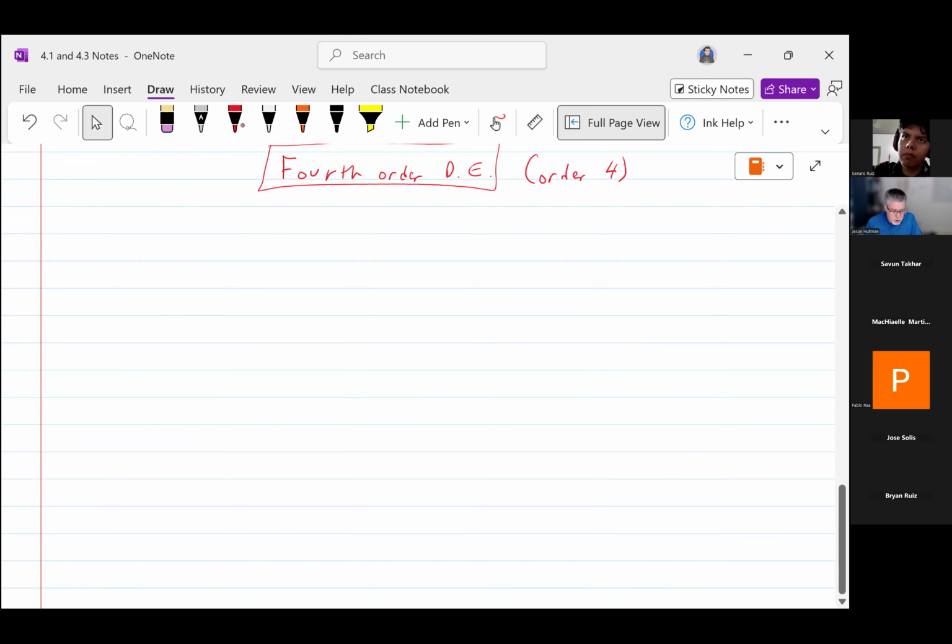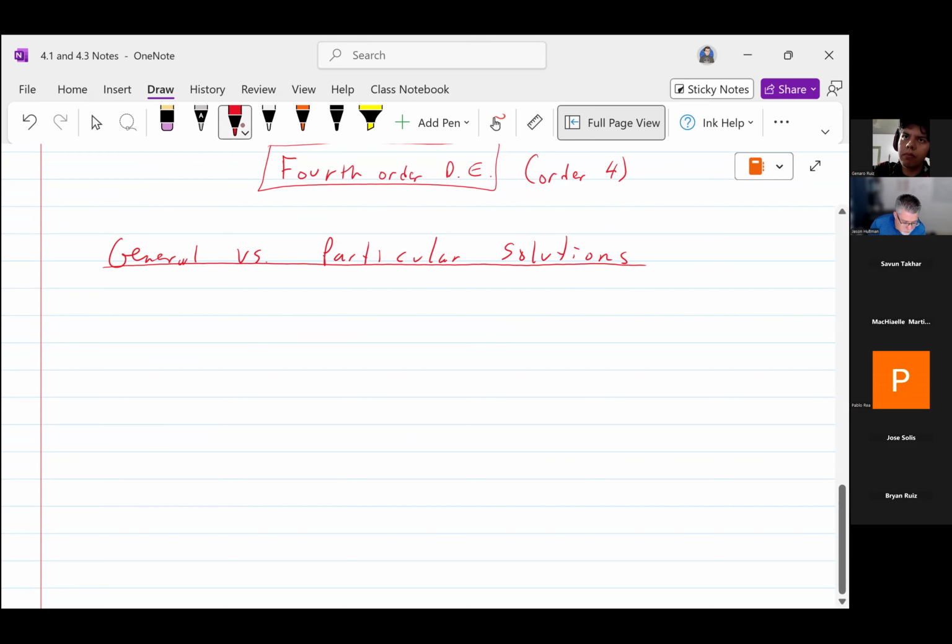Okay, let's talk about general versus particular solutions. For y prime is equal to 2x, the general solution is y equals x squared plus c.